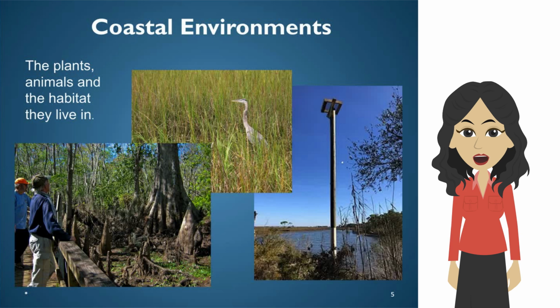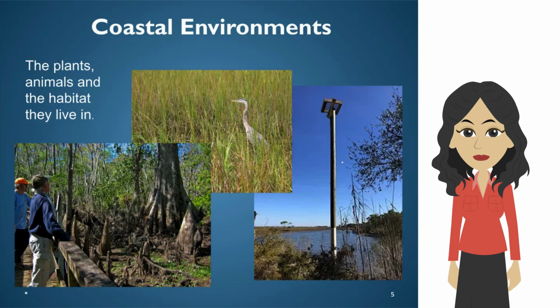Do you know what a coastal environment is? A coastal environment is a kind of outdoor environment. It includes the plants, animals, and the habitat they live in. Coastal means land near a body of water. So everything in and around the body of water, on the land and in the water, is part of that coastal environment. These pictures here are examples of coastal environments.